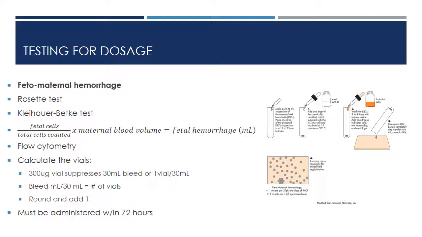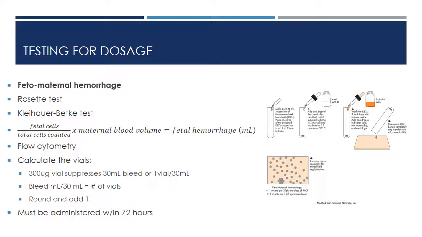that has occurred. Okay. So, for example, if you count 6 fetal cells per 2,000, and you know that the mom contains about 5 liters, which is 5,000 milliliters of blood, then you have a 15 milliliter fetal whole blood exchange across the placenta.